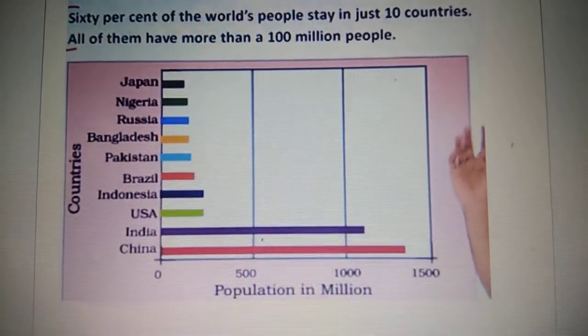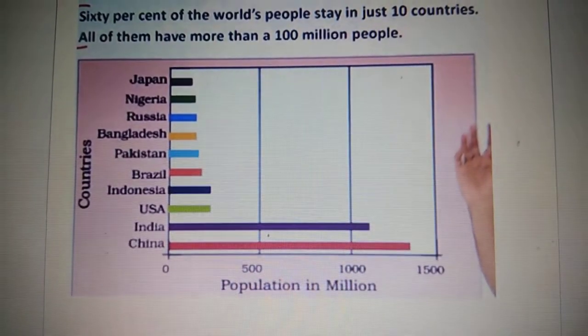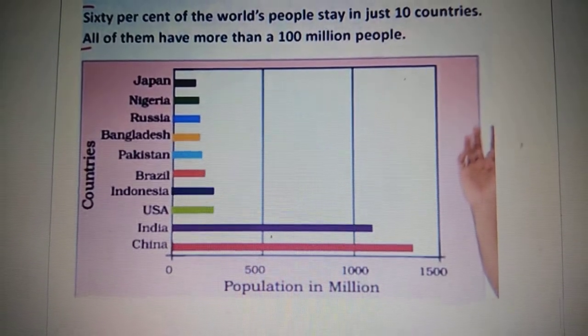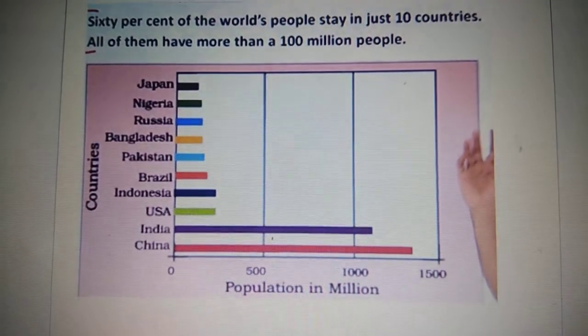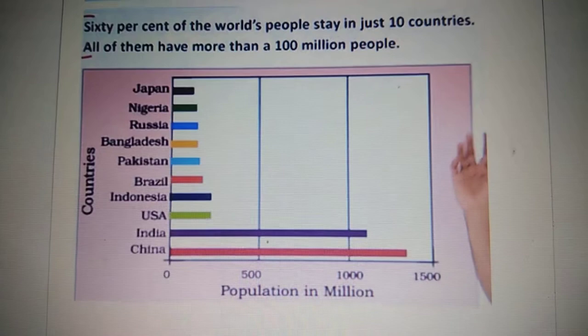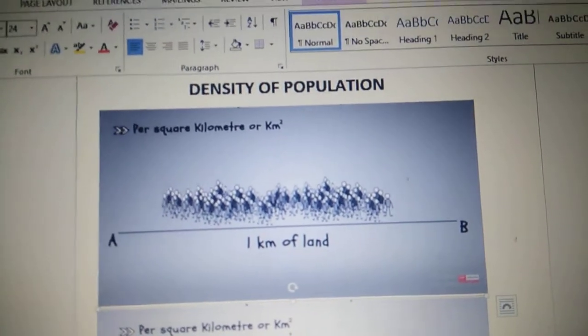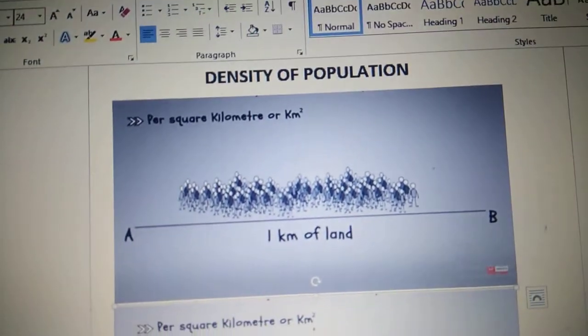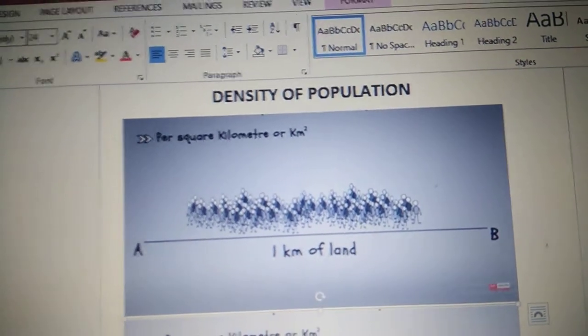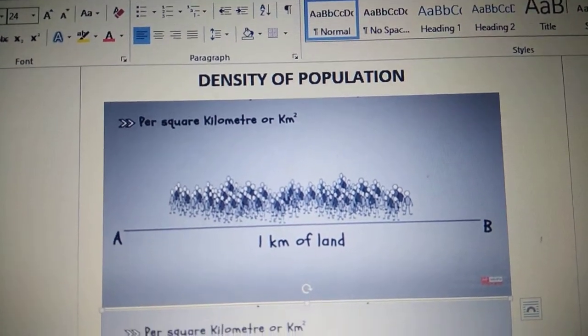So you see the population is so unevenly distributed, and the way in which people are spread across the earth's surface is called pattern of population distribution. Children, our next topic is density of population. Now, what is density of population? It is the number of people living in a unit area on the Earth's surface.